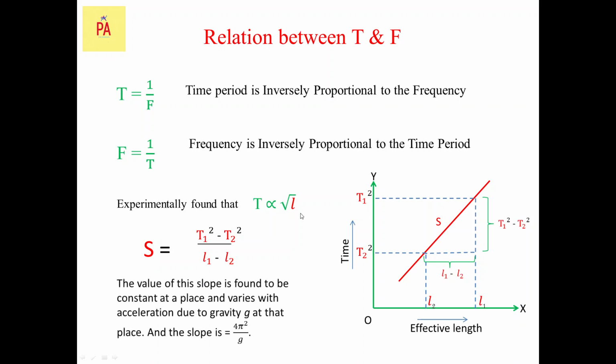Now the interesting point is that the value of this slope is always constant with respect to g. That means acceleration due to gravity at a certain point. If g varies, then this value will vary. But at a certain place, if g remains at a certain value, then the slope value will also remain the same. And the slope value is 4 pi square by g. Here only 4 pi square is a constant term. g varies with different places on the earth.